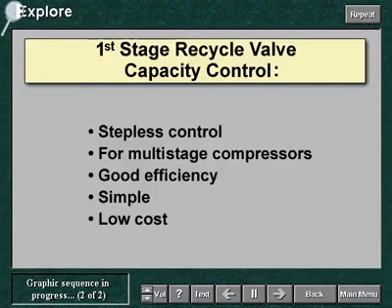The first stage handles 100% of the gas under capacity control, but the following stages handle only the reduced flow rate. Therefore, the efficiency of the system is good and increases with the number of stages. First stage recycle is simple and of low cost.